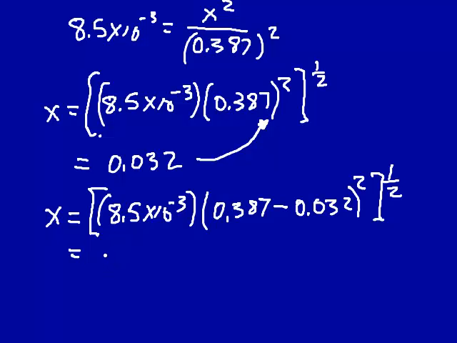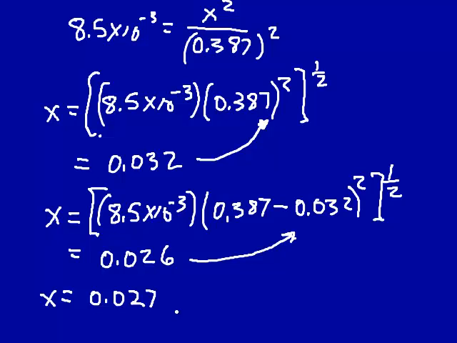X in this case comes out to be 0.026. We do it again. Now put that into there. We do it again. We have x is equal to 0.027. And we do it one more time. We have x is equal to 0.027. So this successive approximation seems to work. We did it once, we did it twice, we did it 3 times, we got convergence. So that's the value of x.